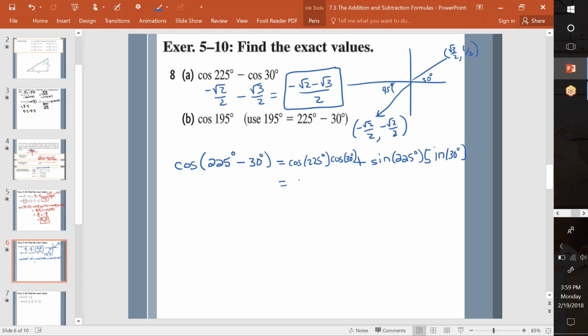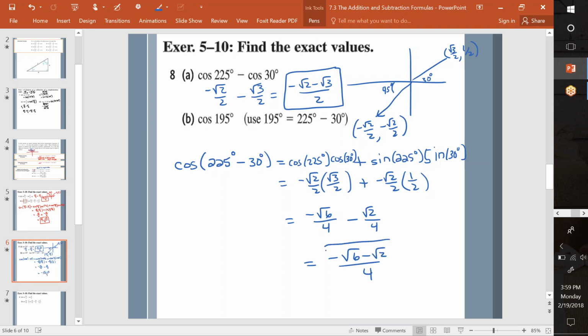Cosine of 225 was negative square root of 2 over 2. Cosine of 30 was square root of 3 over 2. Plus sine of 225 was negative square root of 2 over 2. And sine of 30 was 1/2. So this is negative square root of 6 over 4, because we do multiply these. Here you were adding and subtracting, so you just keep your denominator. Here we're multiplying. And then minus square root of 2 over 4. So this is negative square root of 6 minus square root of 2 all over 4.